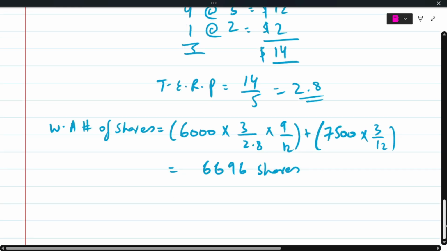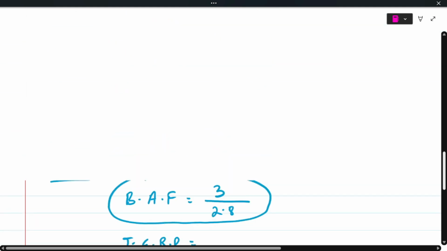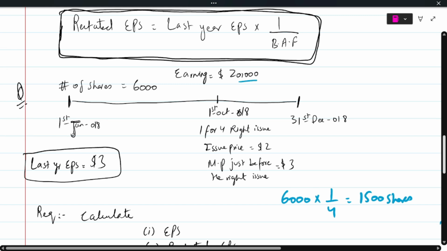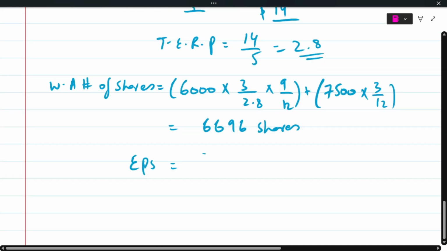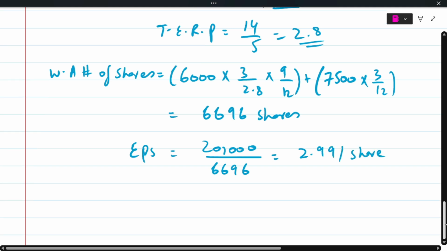Now I can easily calculate my EPS. My earnings, as given to me in the question, was 20,000, right? And I am going to divide it by the shares, which are 6,696. So my EPS is 2.99 per share. That's my EPS.